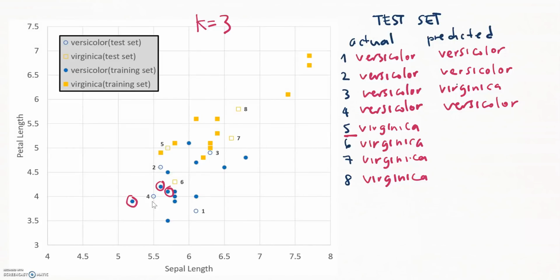Okay, so we have settled ourselves with the first 4 records. Let's move on to the next 4. Record number 5 over here has these 3 records as its 3 nearest neighbors. Let's see, this one is probably nearer. So the majority among the 3 nearest neighbors is that 2 are virginica and 1 is versicolor. So virginica is in the majority, and record number 5 is predicted to be the virginica flower type.